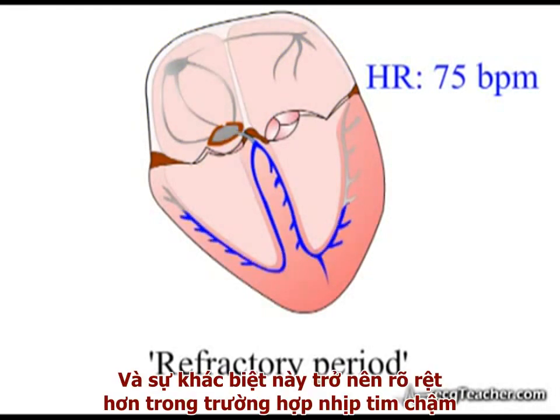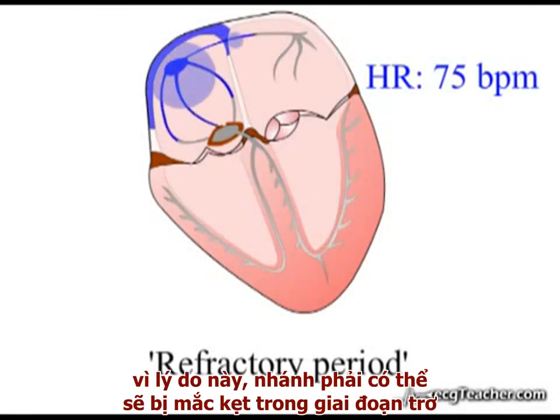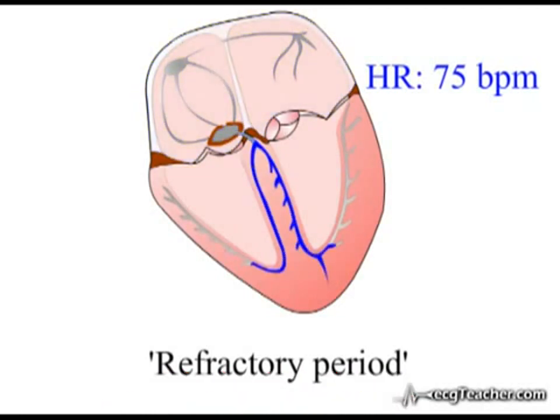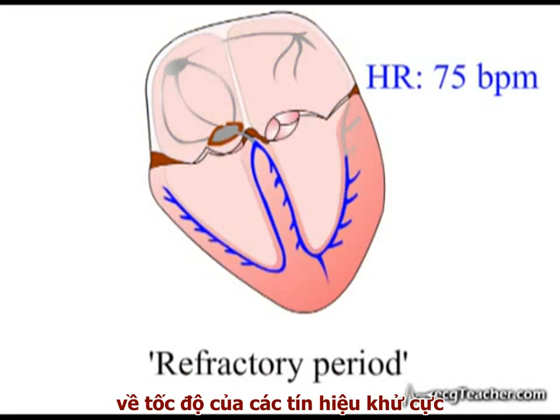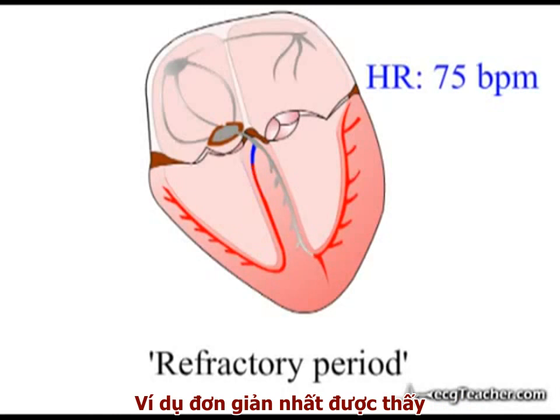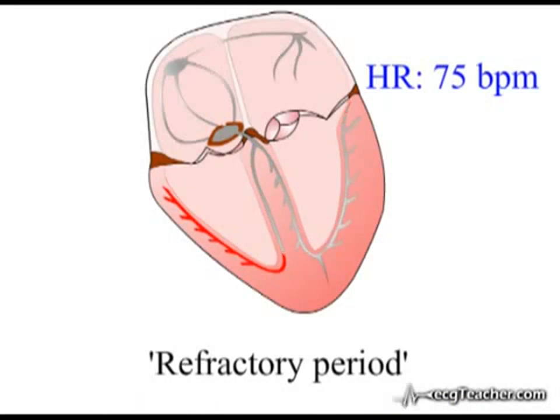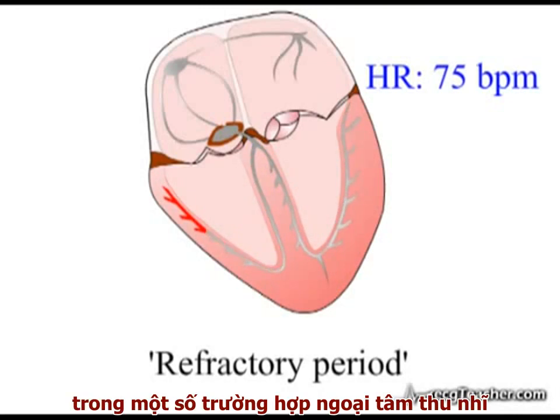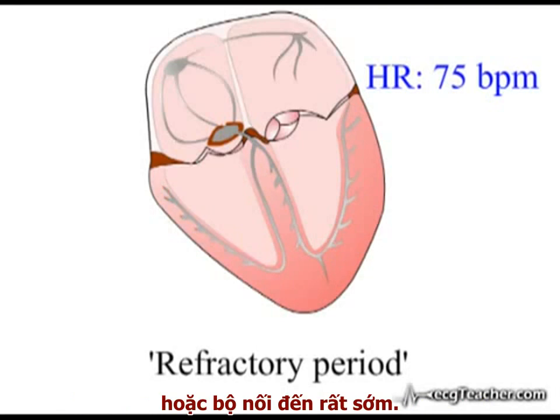And this difference becomes more pronounced at lower heart rates. For these reasons, it is possible for the right bundle branch in particular to be caught in a refractory state in the presence of a sudden, unexpected change in the rate at which depolarizing signals arrive through the bundle of His. The simplest example of this is seen in some cases of very early atrial or junctional premature contractions.